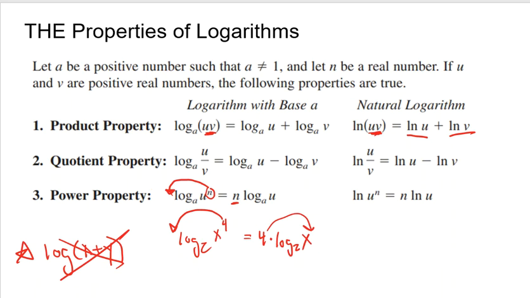So the key thing is, what do we do with these properties? Well, we use the words expand or condense. If I'm going from one log to multiple logs, we call that expanding. If I go from multiple logs to one log, we call that condensing. So a lot of the time we're working with expanding and condensing. And why are we doing this? Well, it helps a lot in a later video about solving logarithmic equations.